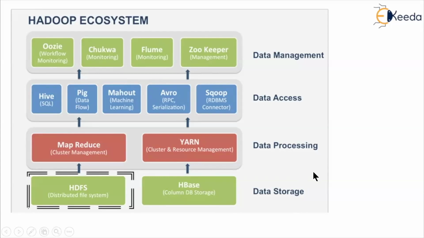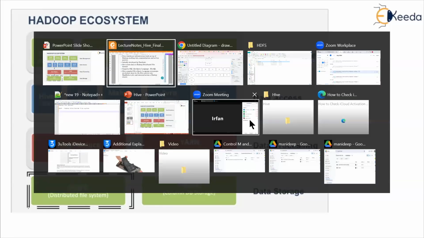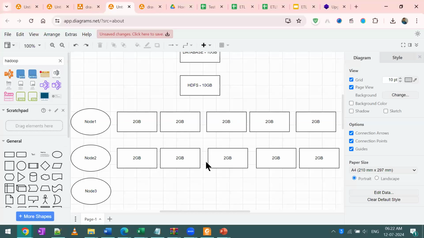I have a doubt. If I want to update, do I need to update each and every node, or do I have a master node where I can update, and meanwhile it will update in the slave nodes?